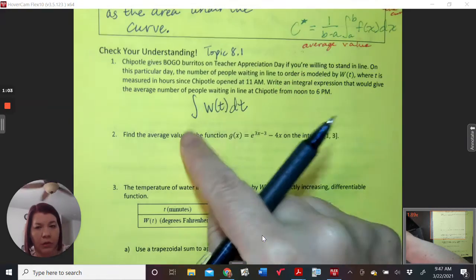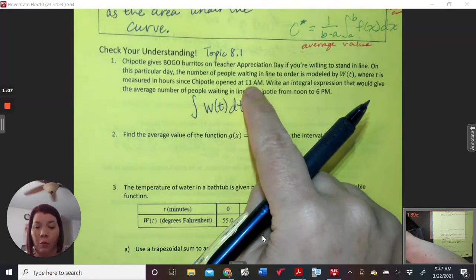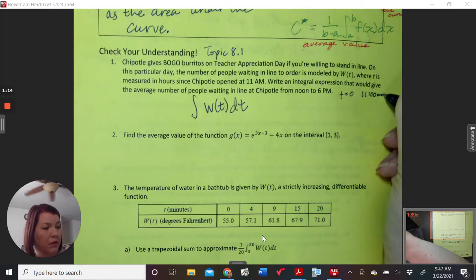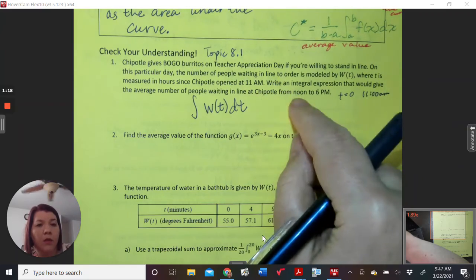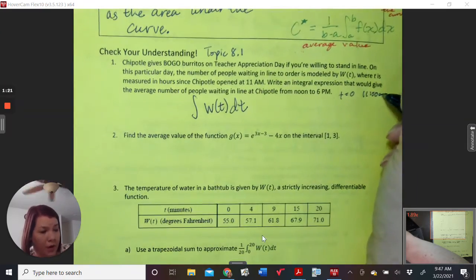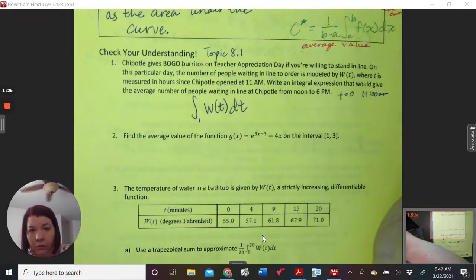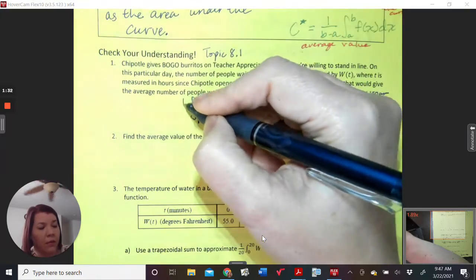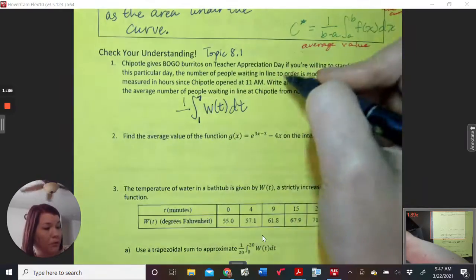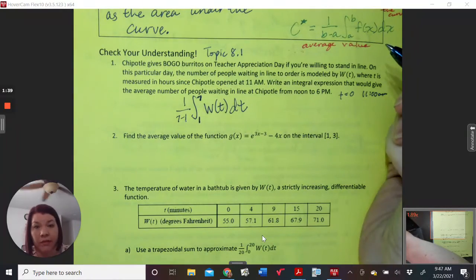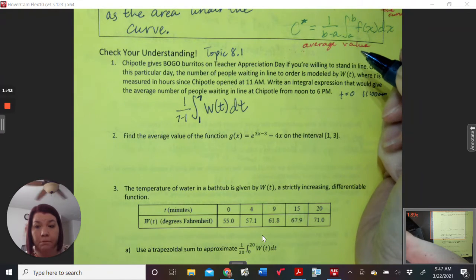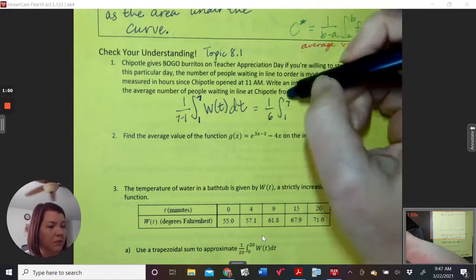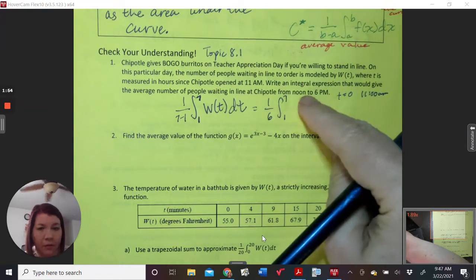dt, that part's simple, we're going to do an interval. My endpoints: we opened at 11, so W of t equals 0 is 11 o'clock. So what we're going from noon to 6, that means we're going from noon, which is 1 hour past when they opened, to 6, which is 7 hours past when they opened. And then we're going to multiply by a fraction, or divide by 7 minus 1, like so. That's it. Average number of people waiting in line. Simple, huh? I can rewrite that as 1/6, but I don't need to, which makes sense because it's been 6 hours, right?